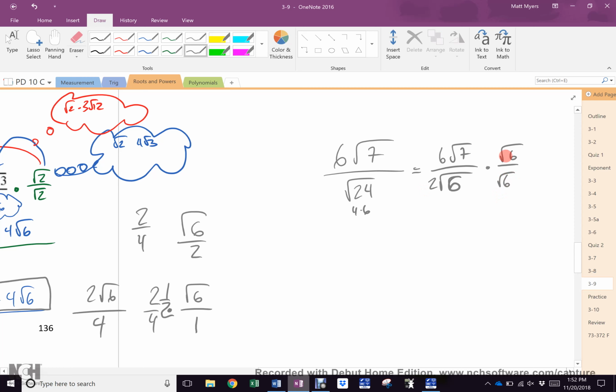Right? Okay. So what do I got now? Up top, 6 root 42. What do I got in the bottom? 2 times 6. 2 times 6, which is 6 root 42 over 12.